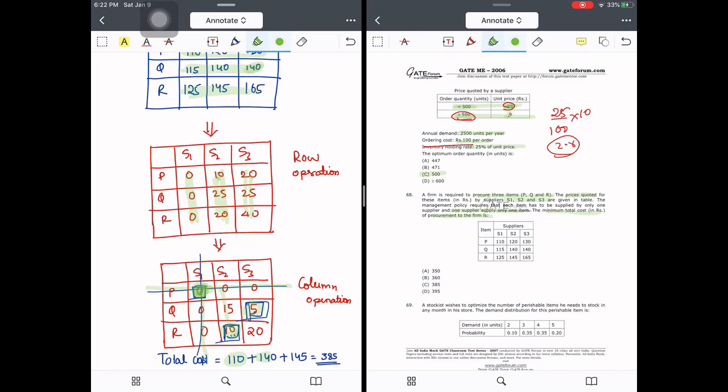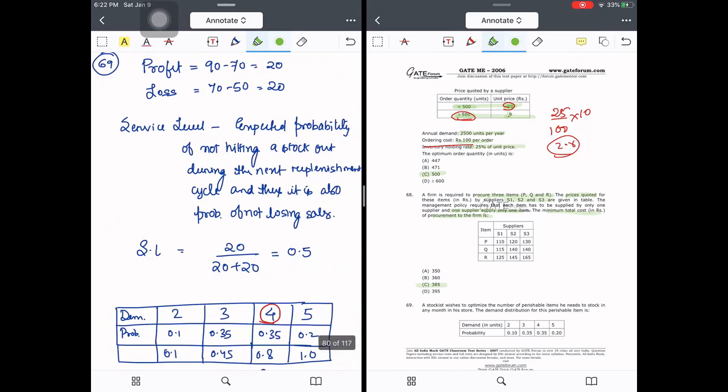Remember, you have to take one value from each column, the minimum value of each column. Since you have already taken the minimum value 0, you won't be considering this one. Here also you won't be considering this. Once you take this 10, you won't be considering that either. So this is the last one you can go on with. Therefore, the answer is 385.